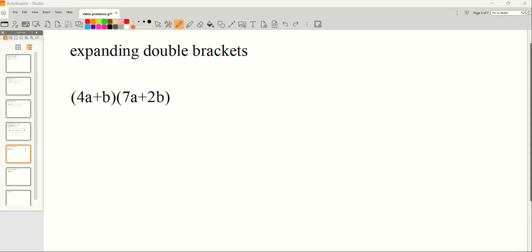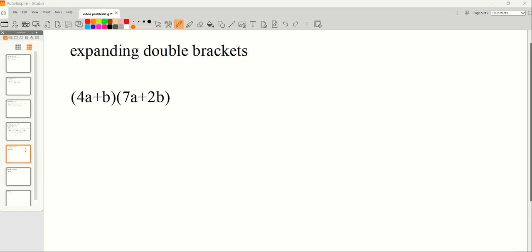Showing how to expand double brackets. Now, in order to expand double brackets, there's a few ways you can keep in mind. One of the methods is going to involve something called foiling, which you could see in one of my other videos. But in this regard, let's do something which shows the steps straightforwardly.